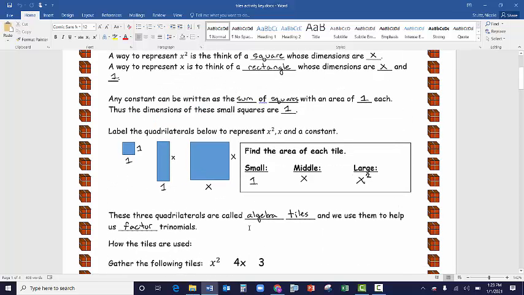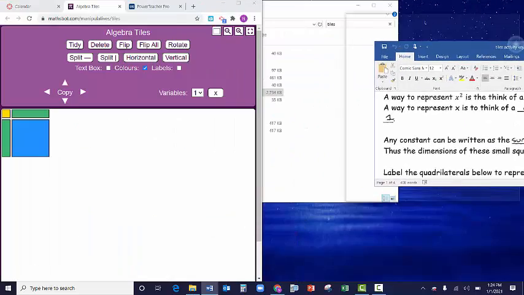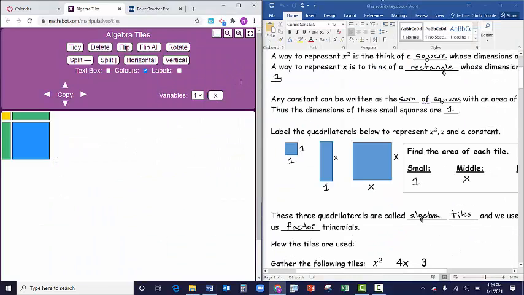All right, so what we're going to do is use a link for online algebra tiles. We're going to gather the tiles x squared, 4x, and 3. So that would be 1 of these, 4 of these, and 3 of these, because that would get you that combination. So I'll go ahead and do this. This is just a free website that offers algebra tiles, and I'm just going to show you quickly how to use it.